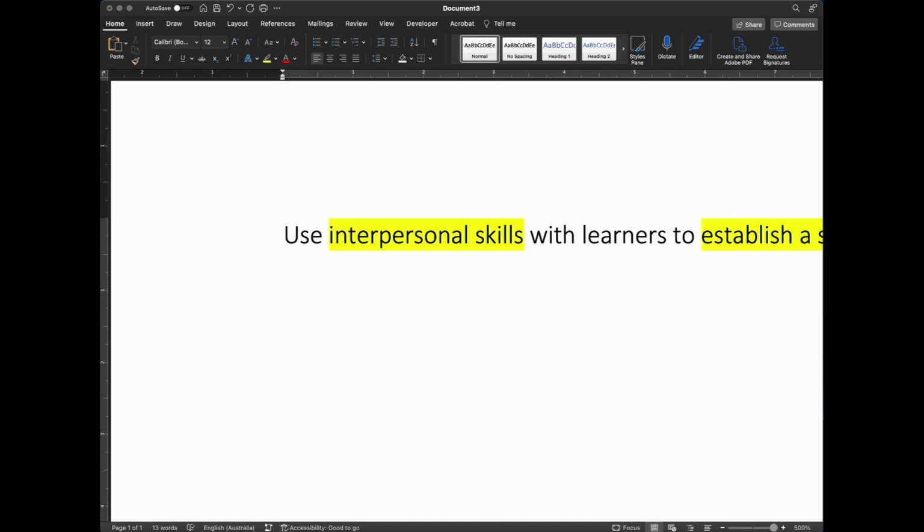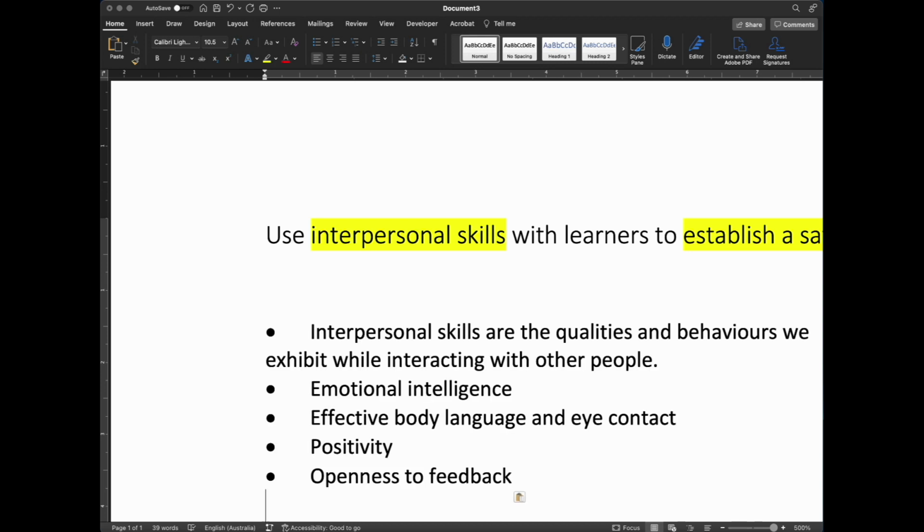Firstly, what are interpersonal skills and where are we going to find that out? Like before in the knowledge questions, we're going to look through the content to establish what interpersonal skills have been taught as a part of the course that this person has undertaken. From the content, I've got this list. Interpersonal skills are the qualities and behaviours we exhibit while interacting with other people. These include emotional intelligence, effective body language and eye contact, positivity, and openness to feedback. Again, these are things that we're going to have to observe as an assessor.